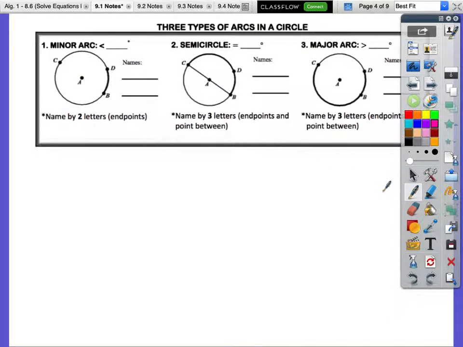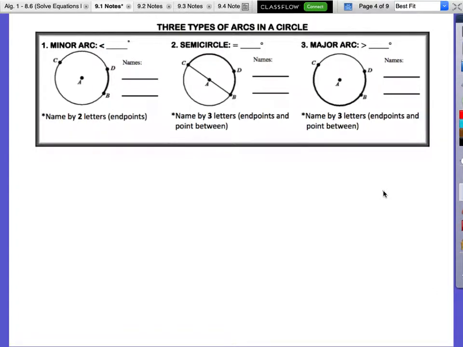Okay. There are three types of arcs in a circle. We're going to talk about arcs. Listen up. An arc is part of the distance around the circle. It can be the whole thing, but it's part of the distance around the circle. So here you can have a minor arc.